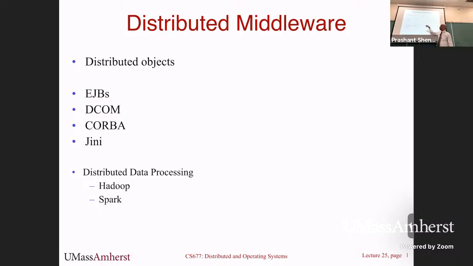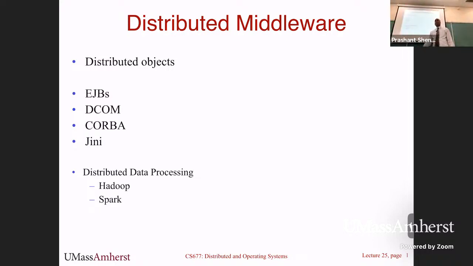So we are going to look at 4 different middleware systems. Enterprise Java Beans, which are also called EJBs. Then we are going to use DCOM, which is now called .NET. That's Microsoft's middleware system. We'll look at an old one called CORBA, not used anymore, but it was one of the older ones. It's good to understand a little bit about what it does and why it has not actually caught on.